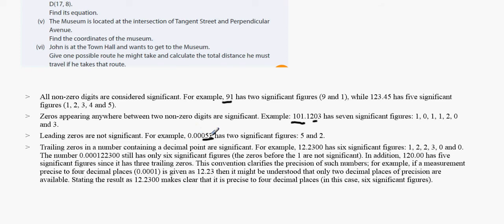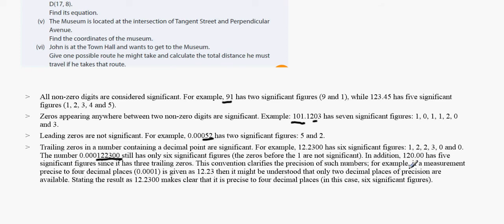Now, trailing zeros in a number containing a decimal point are significant. For example, 12.2300 has 6 significant figures. The number 0.001222300 still only has 6 significant figures because the zeros in front aren't considered significant. In addition, 120.00 has 5 significant figures since it has 3 trailing zeros. This convention clarifies the precision of such numbers.